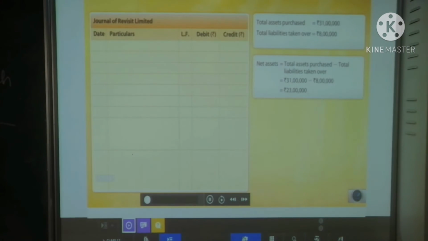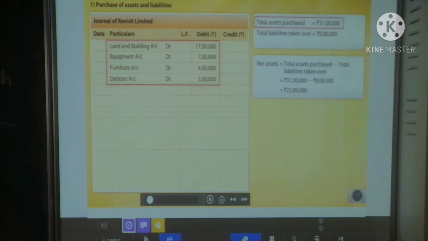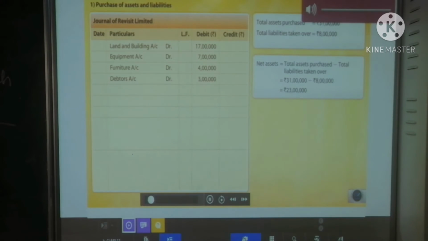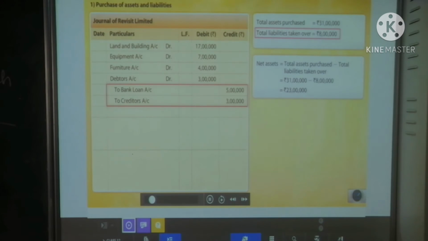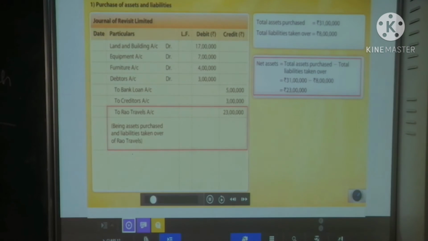Let's consider the journal entries to be recorded when Revisit purchases Rao Travels by issuing debentures. The first entry records the purchase of assets and liabilities of Rao Travels. The individual asset account is debited for purchase or increase of assets. Increase or takeover of liabilities is credited. Rao Travels is a creditor for the net asset value or purchase consideration. Rao Travels account is credited. That completes the first entry for purchase of assets and liabilities.